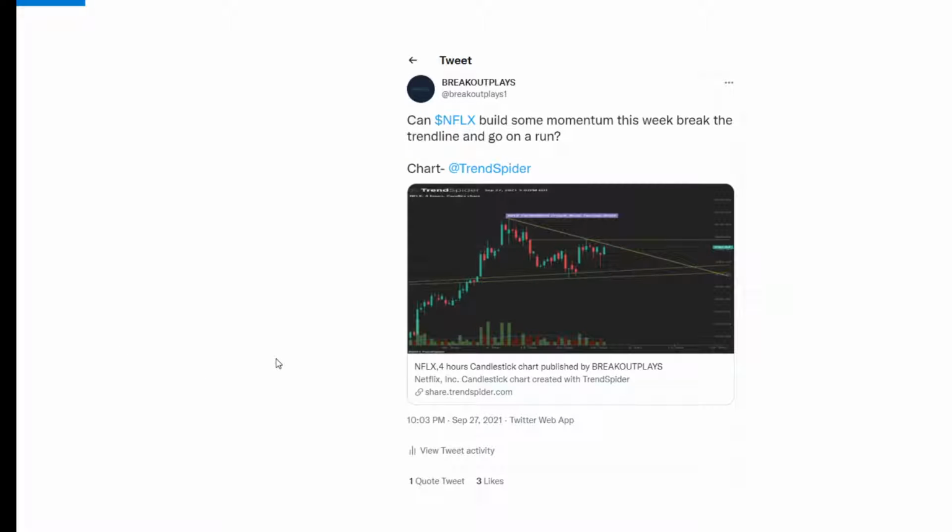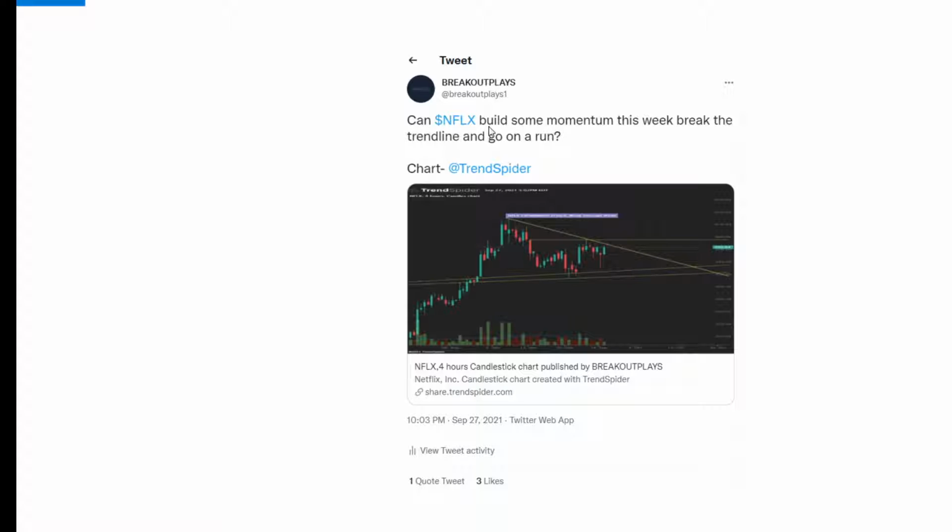Okay guys, just going to go over a Netflix chart that I posted on the 27th of September. So this was what I tweeted out. If you scroll back on my Twitter feed, you can see the initial post. I also retweeted it after the move for people to compare the two charts, but I'm just going to break down what it did and why I was looking at it. So this was the tweet I sent out on the 27th.